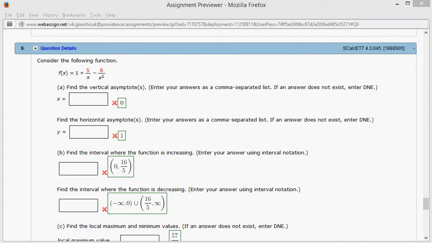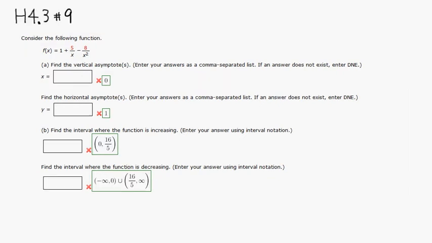Alright, let's look at homework 4.3, problem number 9. We want to find the vertical asymptotes. You can see that the denominator is x and x squared, and these things will blow up when x equals 0. So x equals 0 is the vertical asymptote. Alright, so we got that.